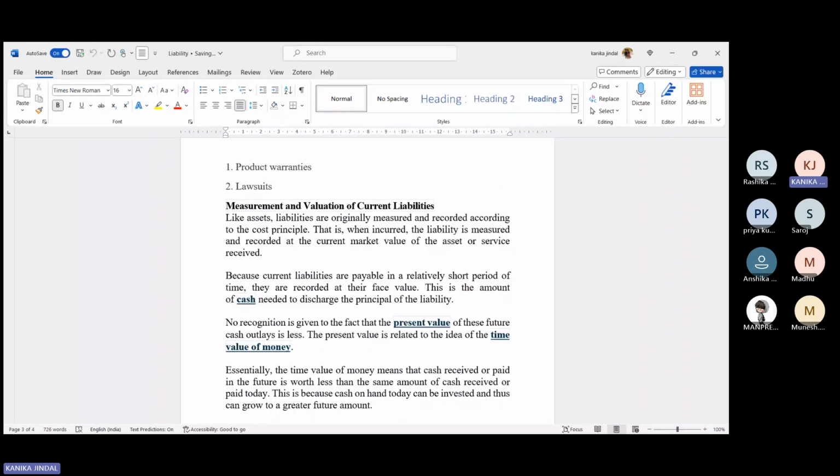Because current liabilities are payable in a relatively short period of time, they are recorded at face value, and this is the amount of cash needed to discharge the principal of the liability. Current liabilities are due in a short period of time, and that is why they are recorded at face value. Next, no recognition is given to the fact that the present value of these future cash outlays is less, and the present value is related to the idea of the time value of money.